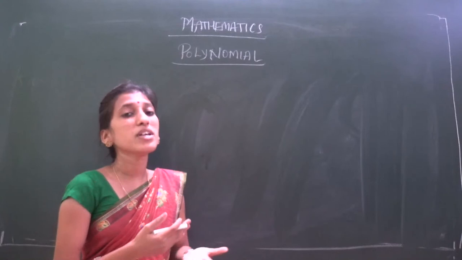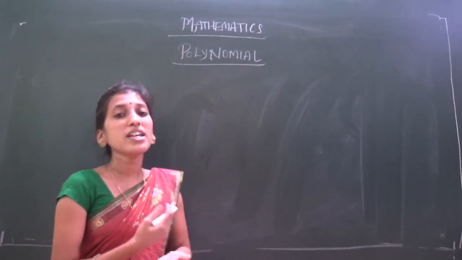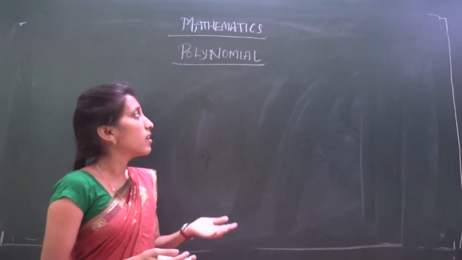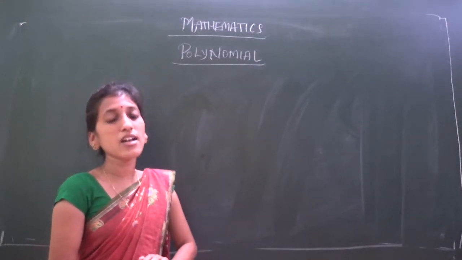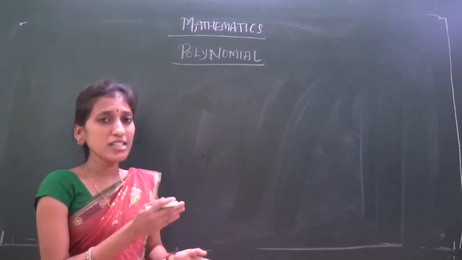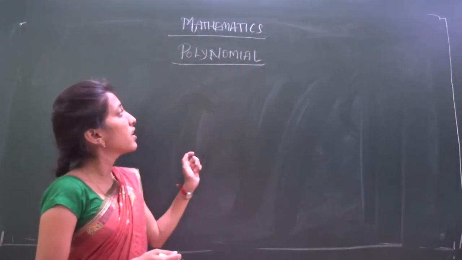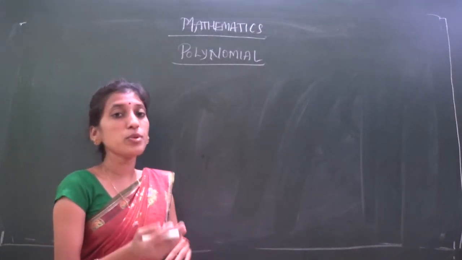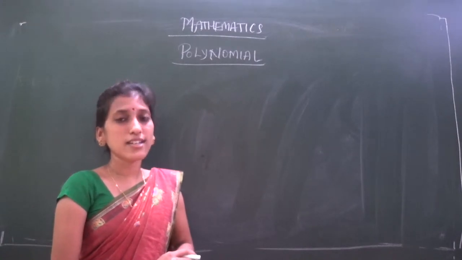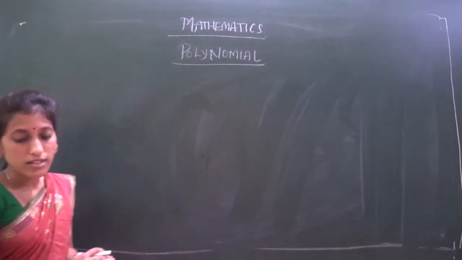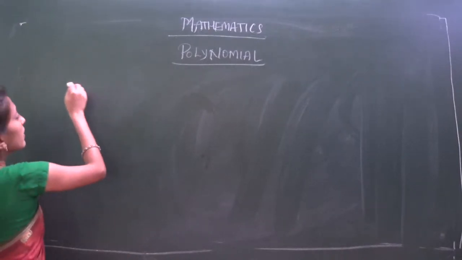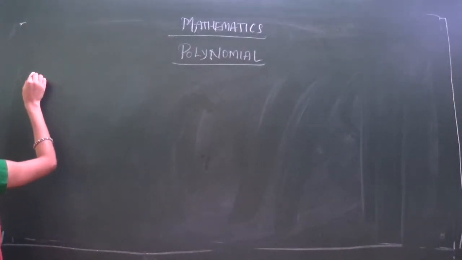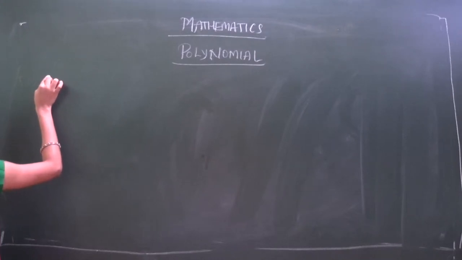Polynomial means there are many expressions. Many terms in an expression, then we say that it is a polynomial. Just recapitulate once what you people have studied in the previous year classes. So here is the expression, so just take down the definition of that.